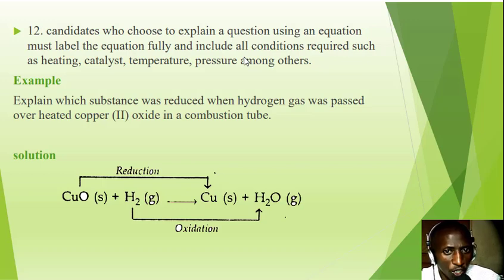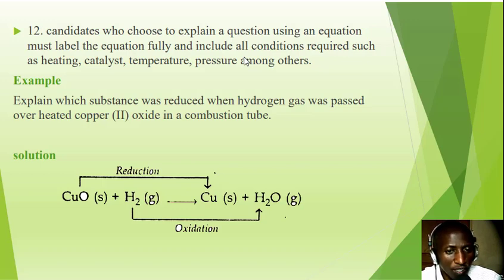For example, explain which substance was reduced when hydrogen gas was passed over heated copper 2 oxide in a combustion tube. If you look at the solution provided by the candidate, he has shown very clearly that the copper oxide is in solid form, while hydrogen gas undergoes oxidation to form water. Similarly, a student could write it in words that when hydrogen gas is passed over heated copper 2 oxide, the black copper oxide is reduced to copper metal by hydrogen, while the hydrogen gas is oxidized to water, and some colorless liquid condenses on the cooler part of the tube.